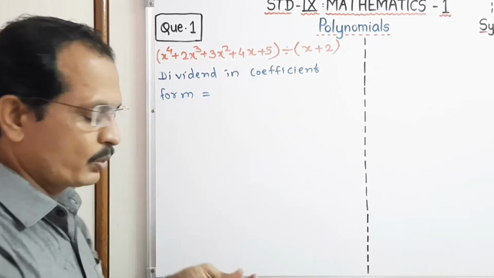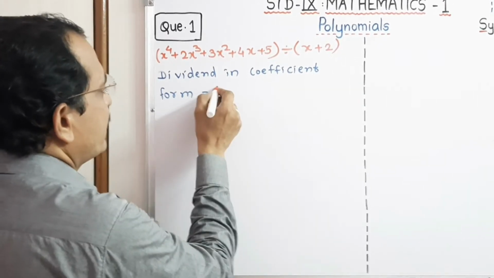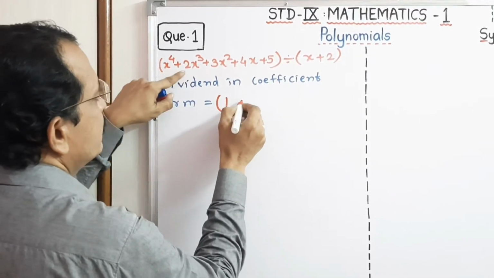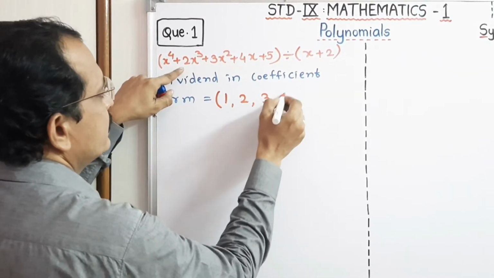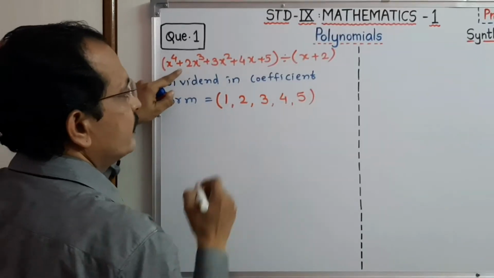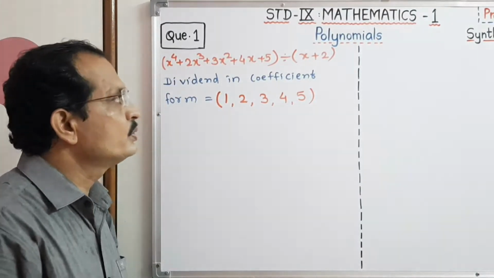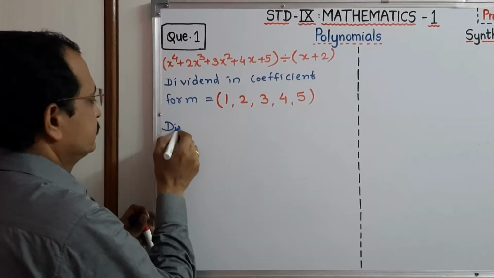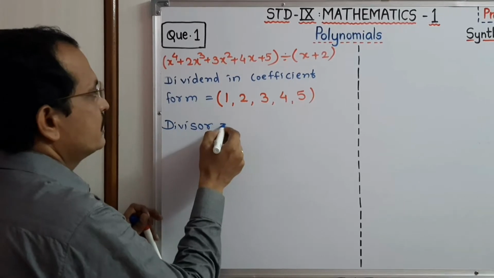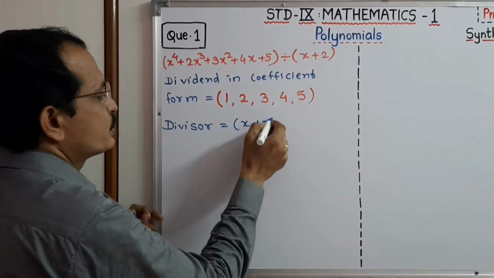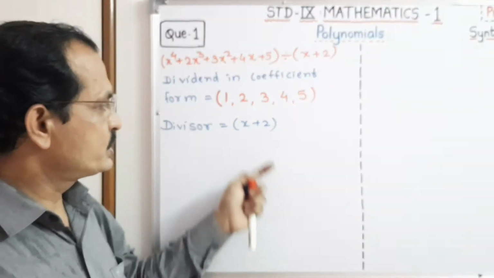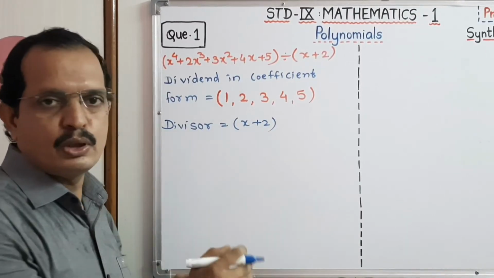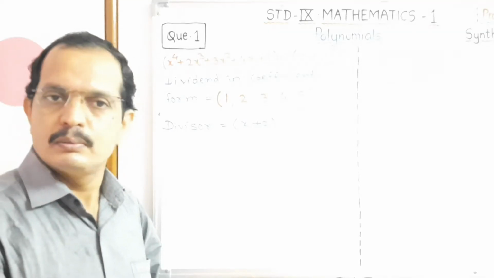Now coefficient form, we have to write it in a bracket. The coefficients of x raised to 4 are 1, 2, 3, 4 and 5. Got it? Now see the divisor. Divisor is equal to x plus 2. Now see here, we have to consider this plus 2. Opposite of that plus 2 is a minus 2.